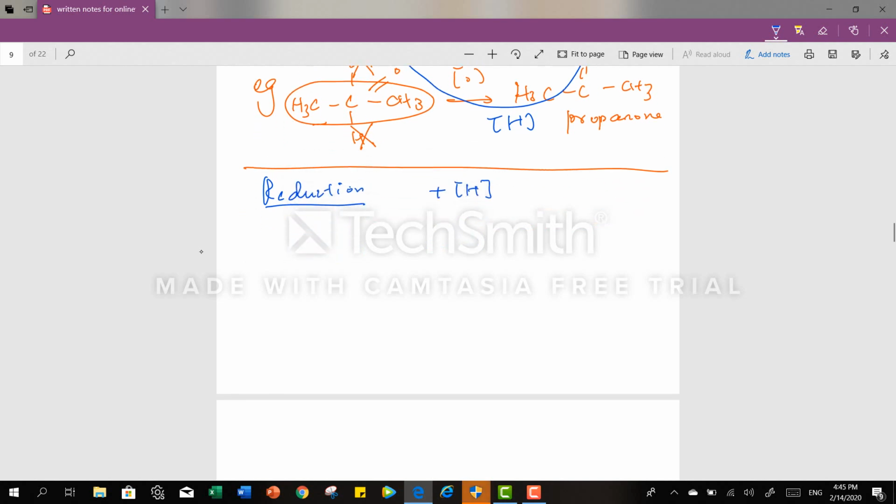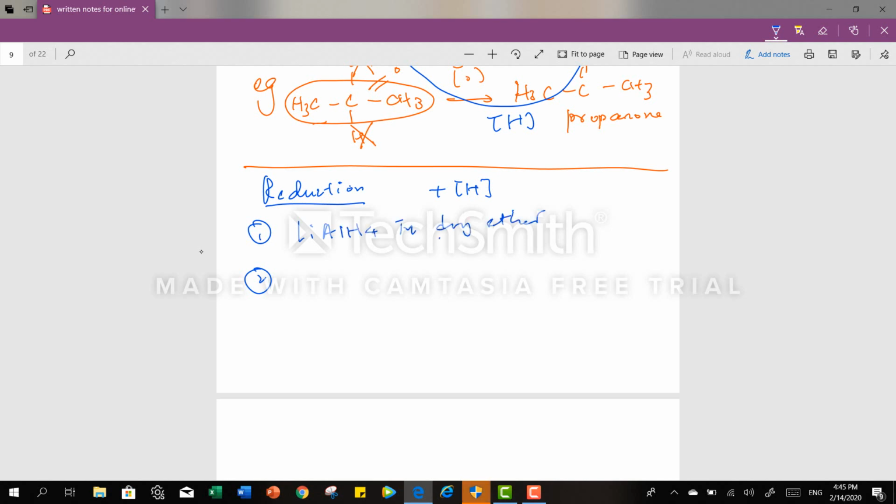So there are two reducing agents I have to introduce to you. This is one that we already learned in the chapter of alcohol. The first one is LiAlH4 in dry ether. As I told you, it reacts violently in water, so we need to use dry ether as the solvent. Normally, that is the condition, and that is the reagent. It happens at room temperature.